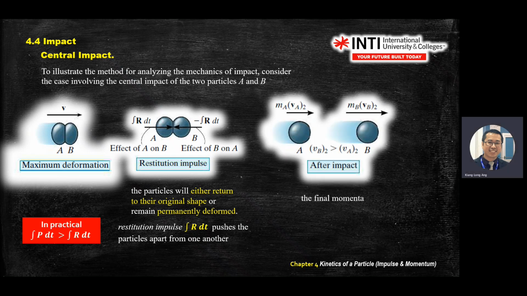Then after impact, they separate, right? So in this case, after the impact, B will move faster compared to A. A will slow down, B will speed up. It's like you playing snooker, right? The white ball will hit the color ball. B will move faster after the impact. So the momentum of A will be smaller, and the momentum of B will be bigger compared to before and after.